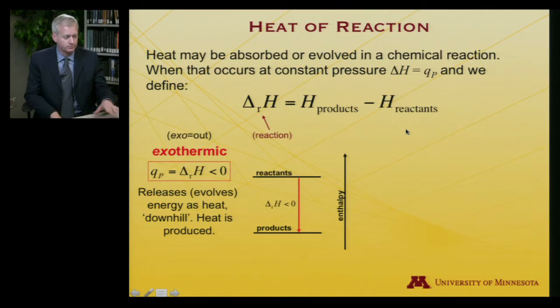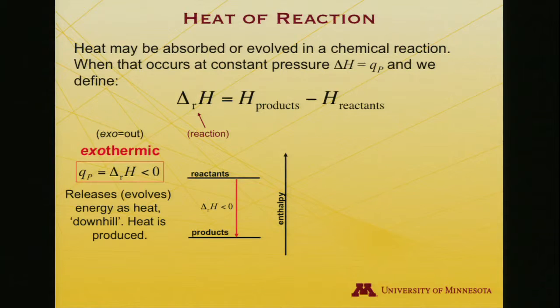That's pretty simple. We also refer to the two cases of heat out versus heat in as exothermic. Exo means out. That means that the change in enthalpy is less than zero. The heat of reaction is negative. So negative heat means heat released from a system to the surroundings. We also sometimes say that the reaction goes downhill. Heat is produced, or we evolve heat.